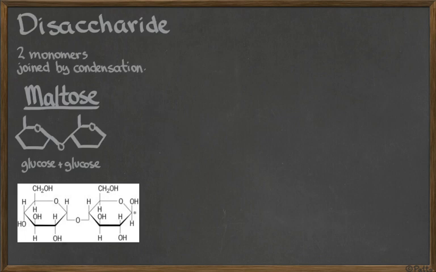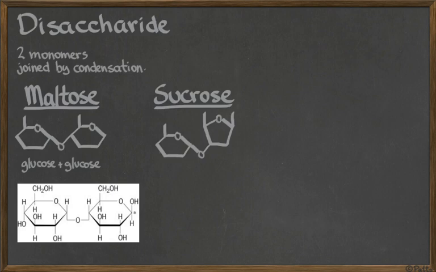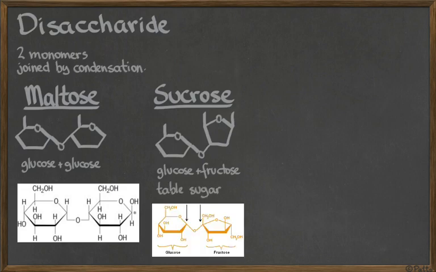There it is. Then we have sucrose. We also saw this in the previous class when you join a glucose and a fructose together. So glucose and fructose, and they make the delicious table sugar.